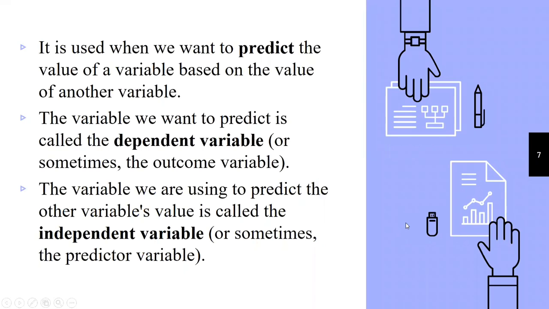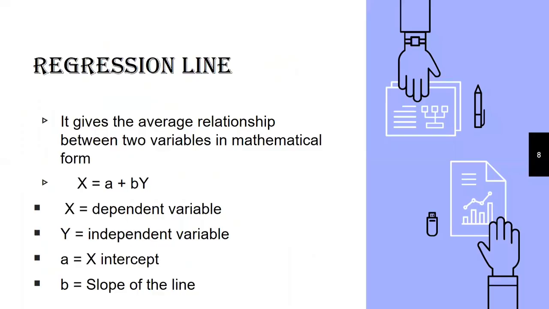It is used when we want to predict the value of a variable based on the value of another variable. इंडिपेंडेंट वेरिएबल की बेस पे हम डिपेंडेंट वेरिएबल की वैल्यू फाइंड कर सकते हैं लीनियर रिग्रेशन में. The variable we want to predict is the dependent variable, and the predictor variable is called independent variable.